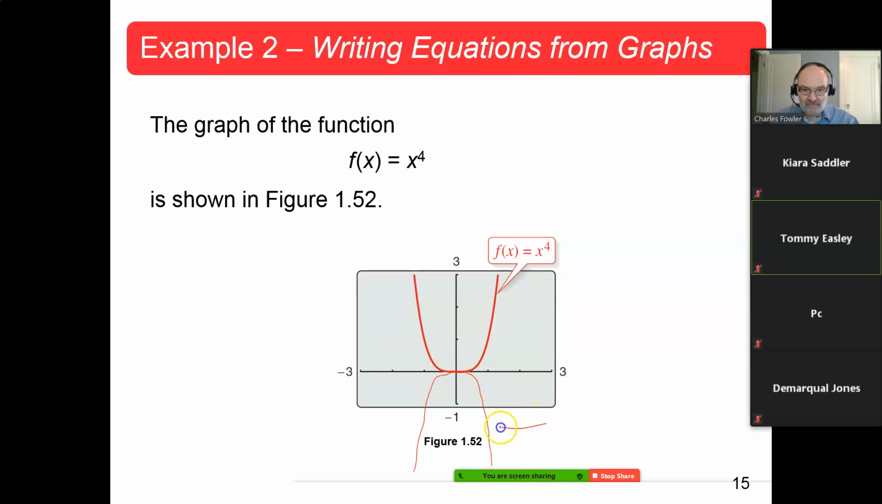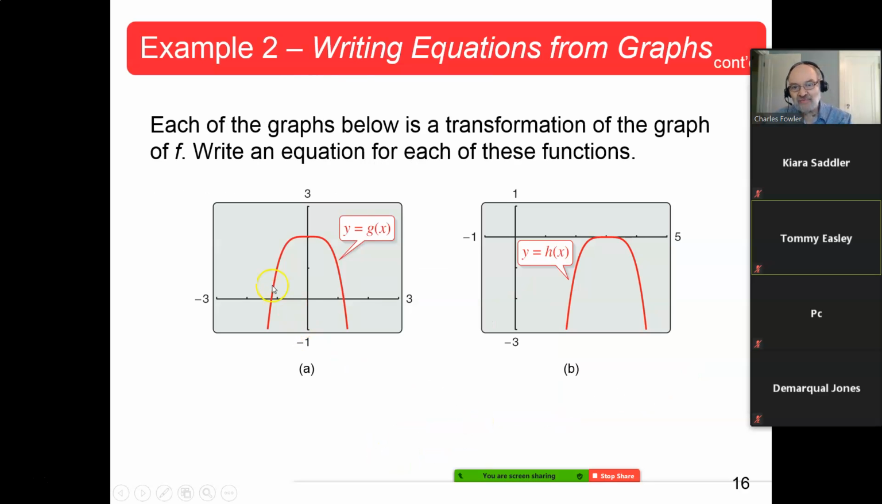I'm going to make up a new letter for it. I think they use G and H on the other one. I, J, how about K? Let's do K of x. This one that I just drew here would be minus x to the fourth. That indicates a reflection across the x-axis.